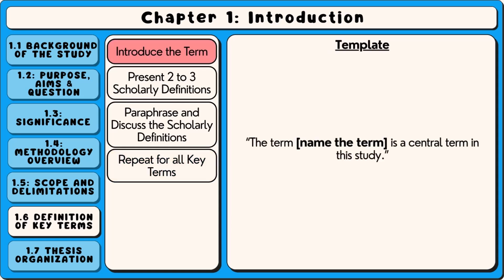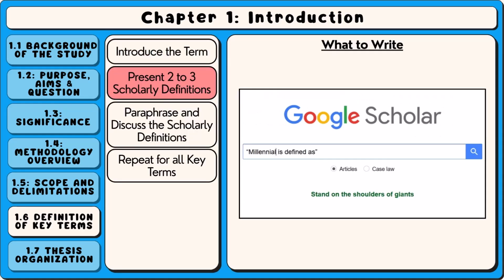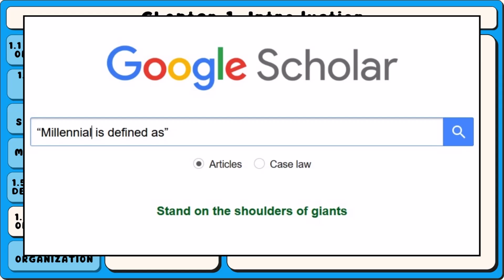Here's a template. The term, then insert your key term, is a central term in the study. You can see in this sample piece that it says the term millennial is a central term in the study. Step 2 in section 1.6 is to present 2 to 3 scholarly definitions of your term. A good tip here is to go to Google Scholar and, in quotation marks, insert your term, and then after the term write, is defined as.